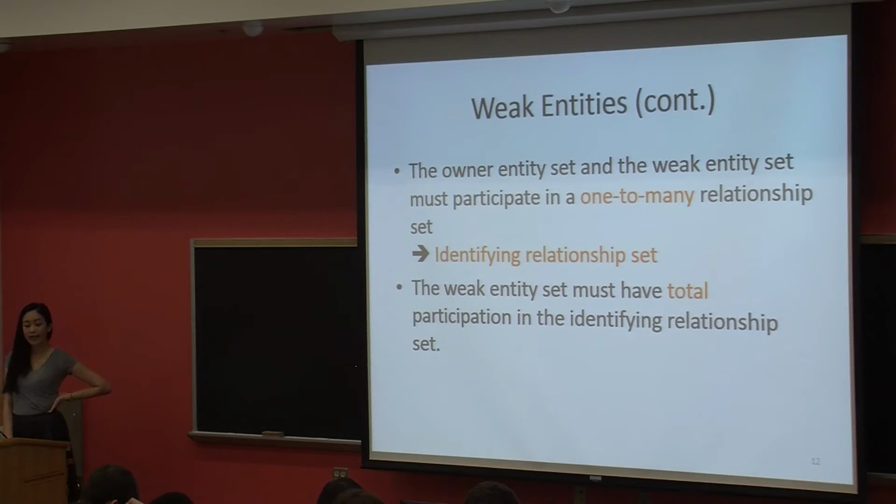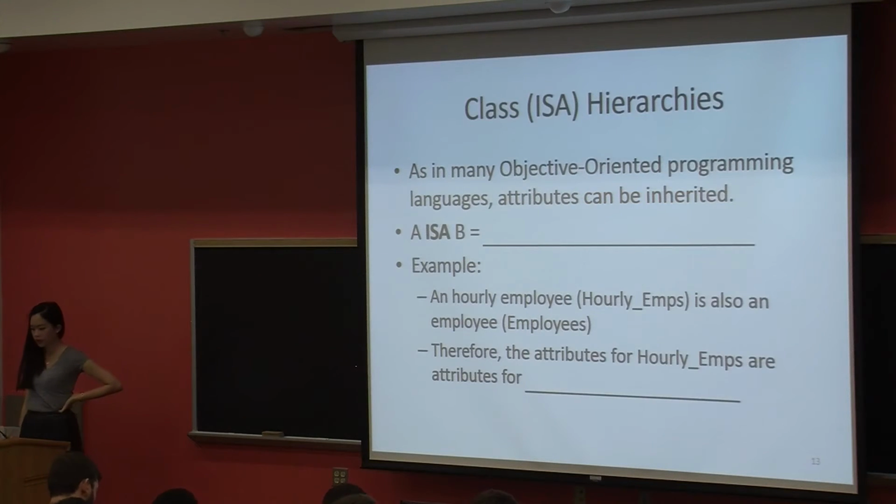That's the idea for weak entities. Okay? Let's look at another one. It's called class hierarchies. When we denote that, we use ISA.